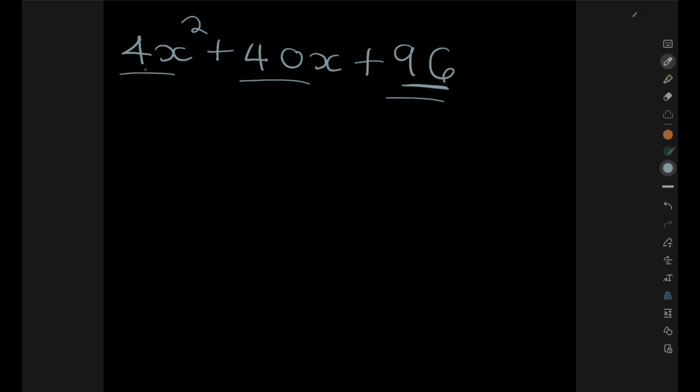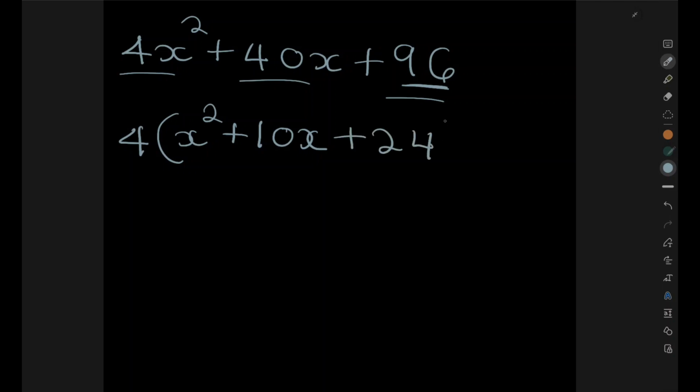Is 4 divisible by 4? We obviously know it's a yes. Is 40 divisible by 4? Yes. And 96 is also divisible by 4. So we need to factor out 4. And here we know that if you factor out 4, we're going to have x squared remaining. And 40 divided by 4 gives me 10x. And 96 divided by 4 will give me 24. So now I have this.